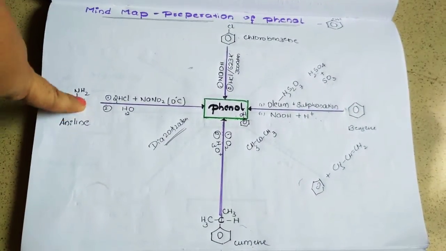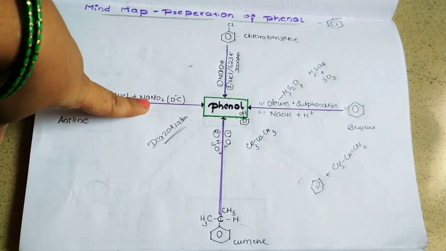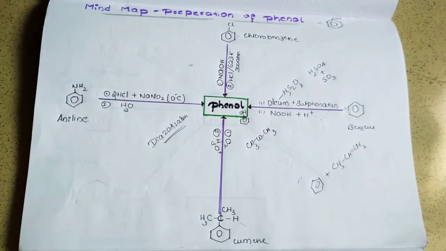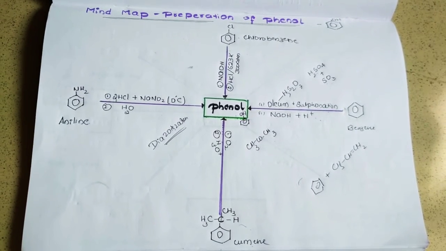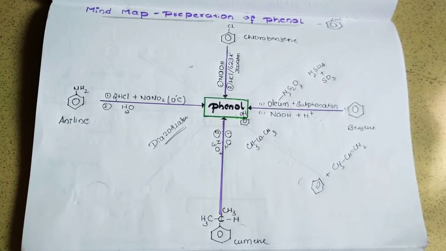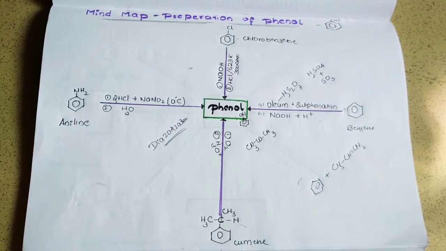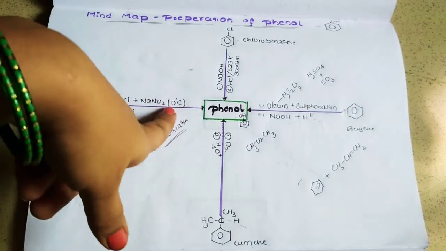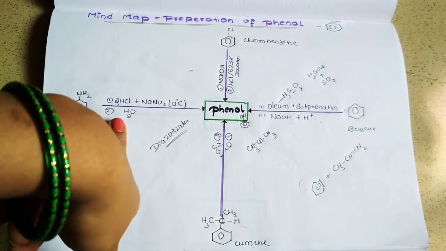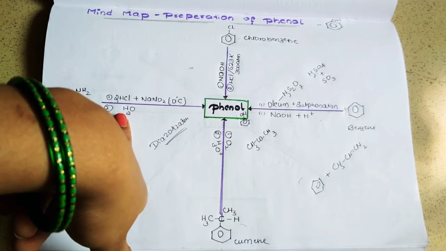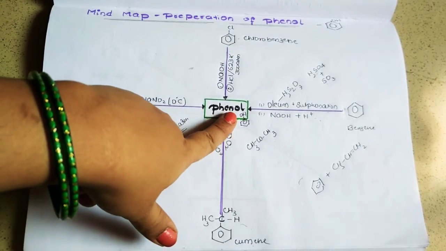Aniline, when treated with a mixture of sodium nitrite and HCl at 0 degrees Celsius, results in the formation of orange crystals or an orange dye, and that orange dye is nothing but benzene diazonium chloride. When that benzene diazonium chloride is further treated with water, it undergoes hydrolysis and results in the formation of phenol.